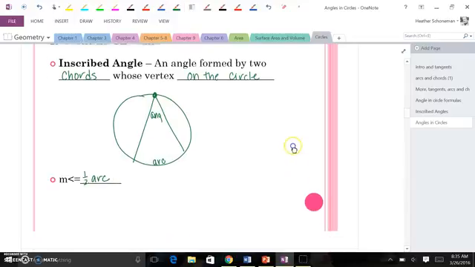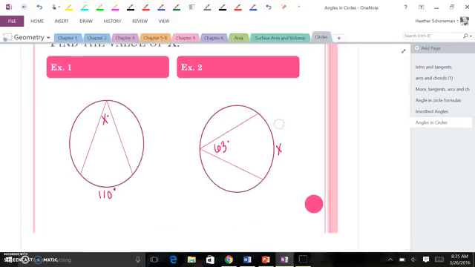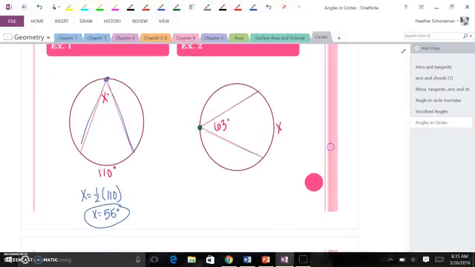All right, so let's try some examples of this. In this one, here's the vertex on the circle. It's formed by two chords, so it's inscribed. So the angle, which is x, is 1/2 of the intercepted arc, which is 110. So x would be 55. Over here, example 2, vertex on the circle, formed by two chords, so it's inscribed. So the angle, that is 63, is 1/2 of the arc, which is x. So we multiply by 2, so we get 126 equals x.